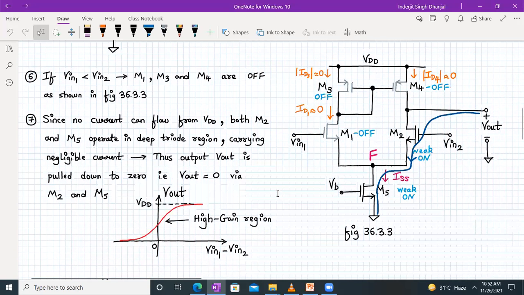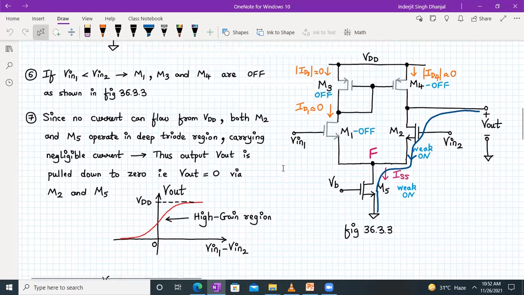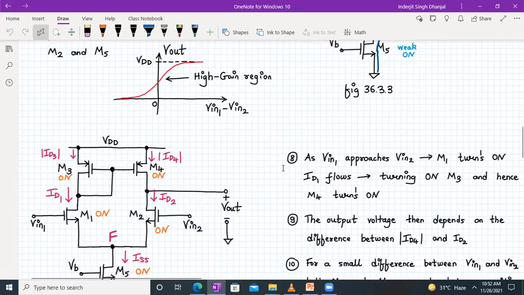So whenever the Vin1 minus Vin2 difference is very much less than 0, as you can see over here, the gain will be 0 as the output is 0. Fine. Now let's proceed forward.